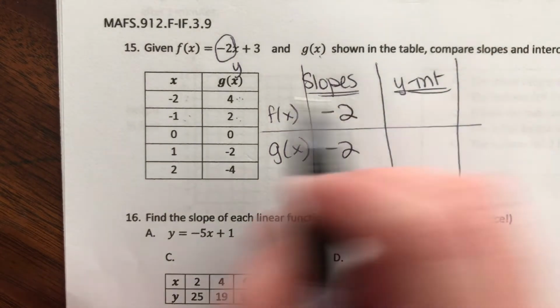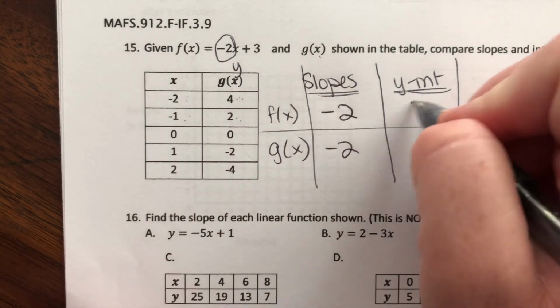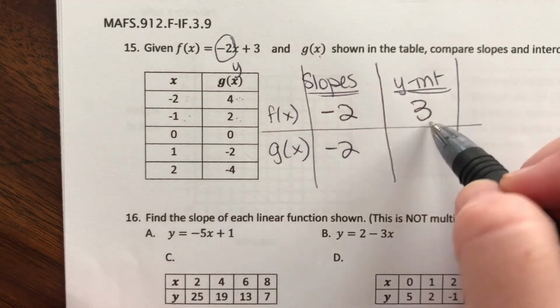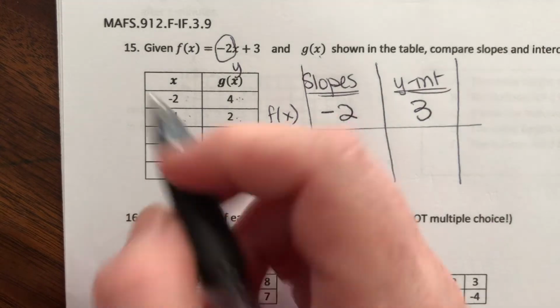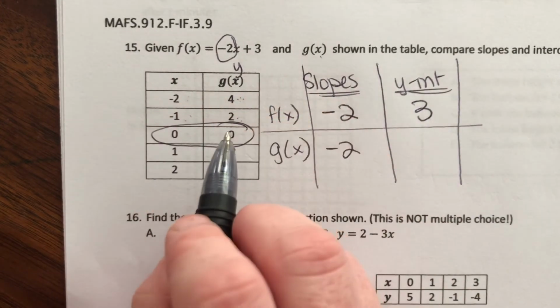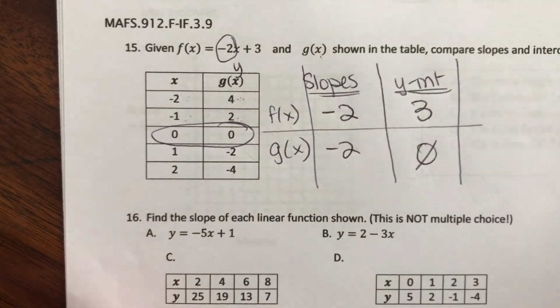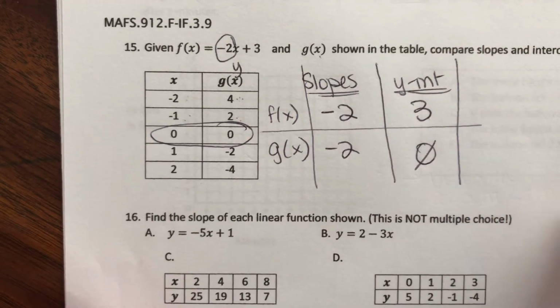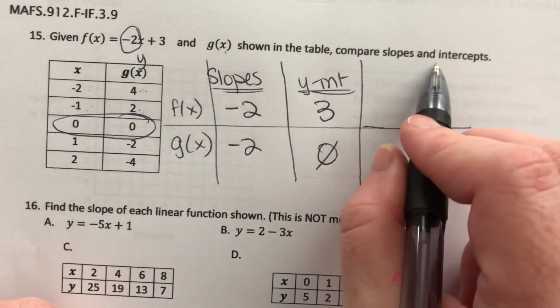Okay, so for the y-intercept, we know for f of x it's 3. For the table here, we want to know what y is when x is 0. So here, when x is 0, y is also 0. Okay, so they have the same slope, but they have different y-intercepts. And what about the x-intercept? Because it just says the intercepts.